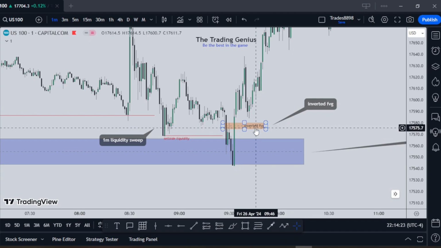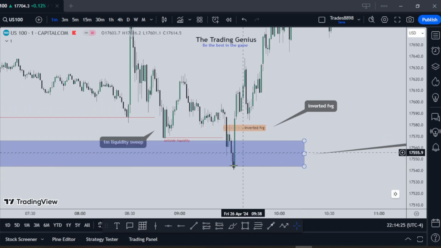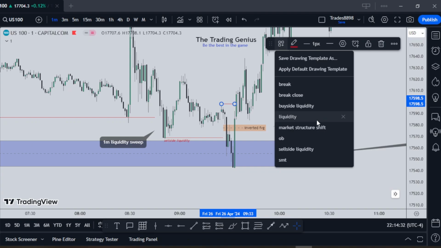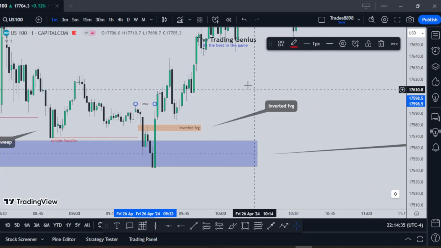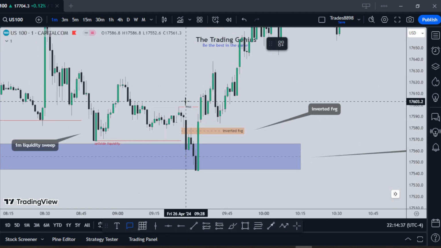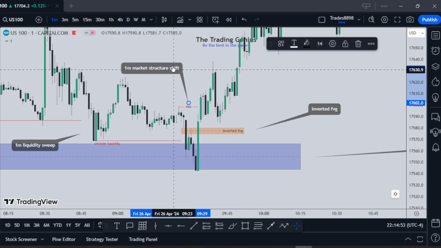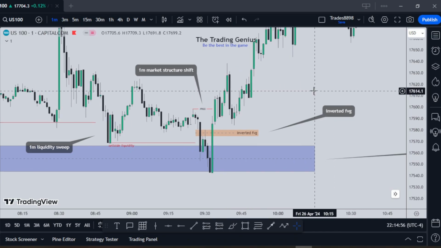After we have the inverted fair value gap, what do we see next? We see another market structure shift, right? I'm gonna take this. This is fine, right? We have another market structure shift on the 1 minute time frame right there. Okay, you see that? So now we have an inverted fair value gap and also a market structure shift on the 1 minute time frame, and of course we have already the liquidity sweep. So we have three things now that we wanted to see in order for us to take a long entry on the 1 minute time frame.